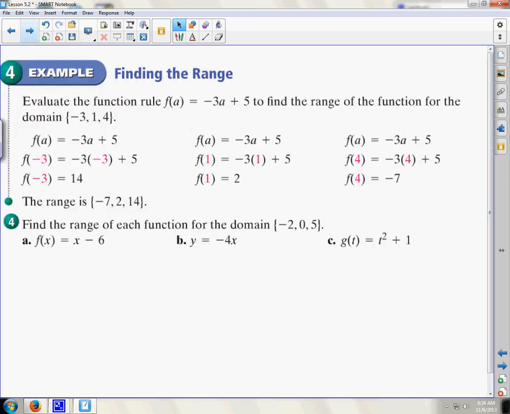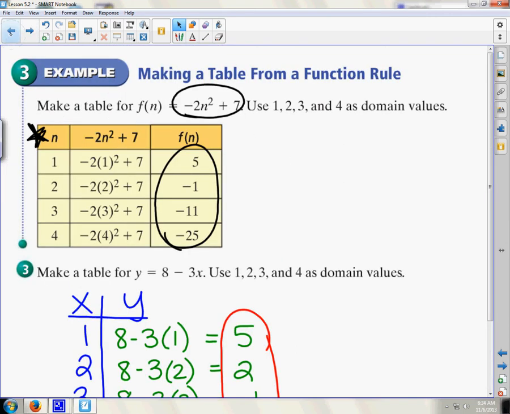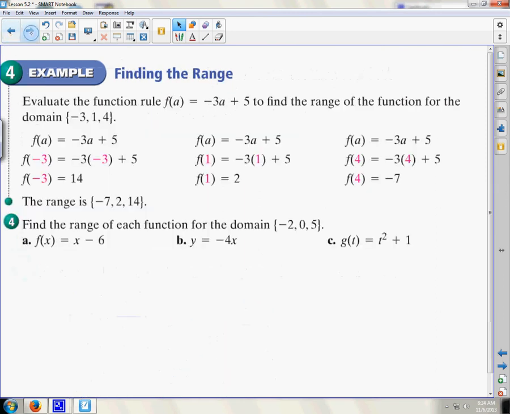Okay, so finding the range. So really what you just found were the range values or outputs. They really mean the same thing. So this one says evaluate the function rule f of a equals negative 3a plus 5 to find the range of the function for the domain negative 3, 1, and 4.